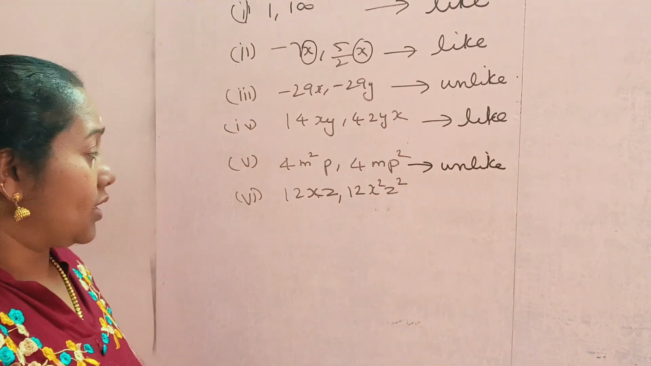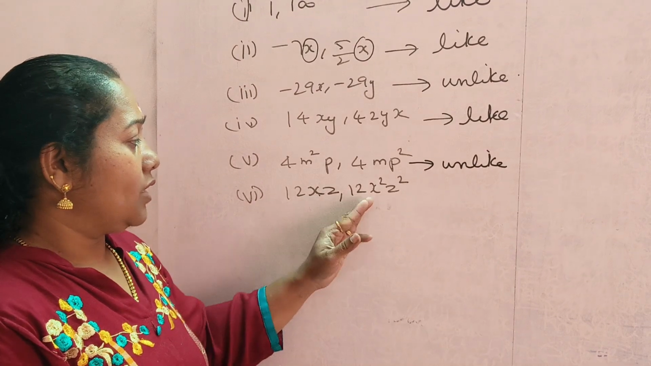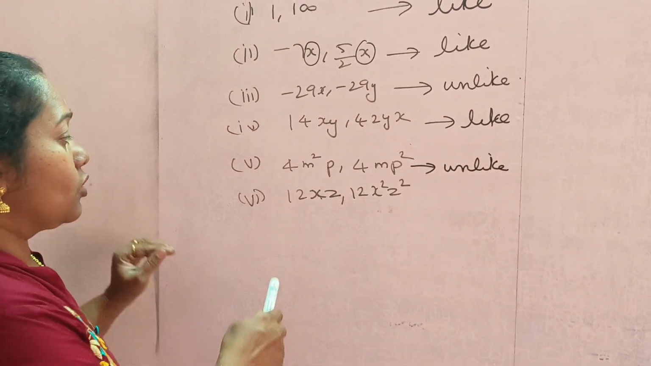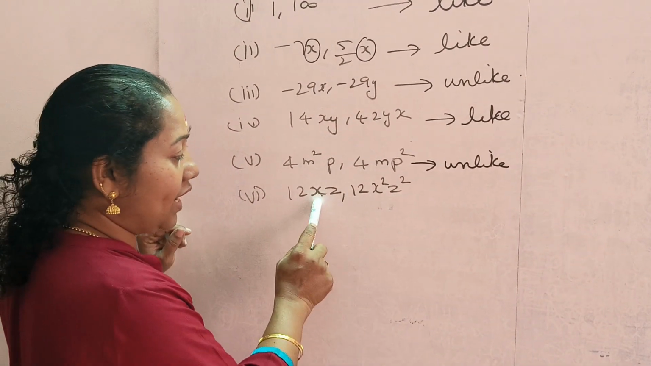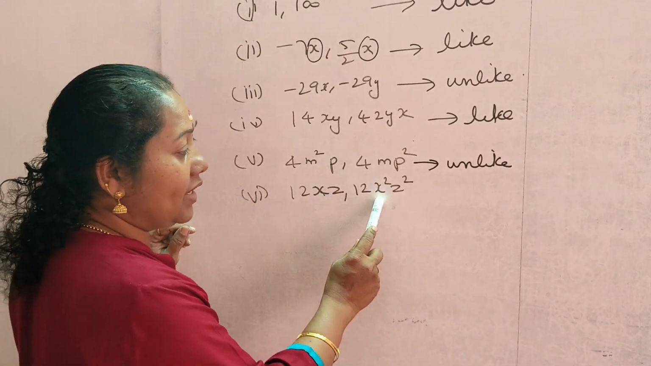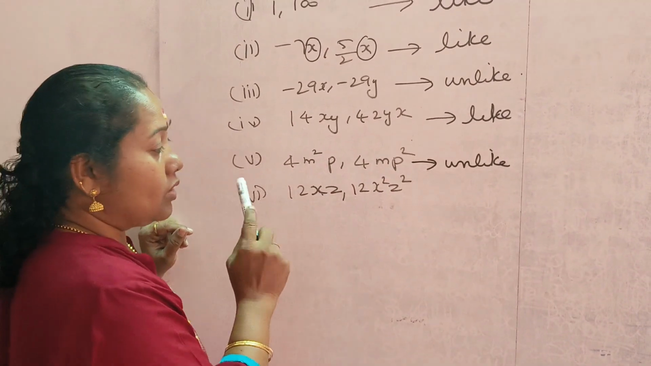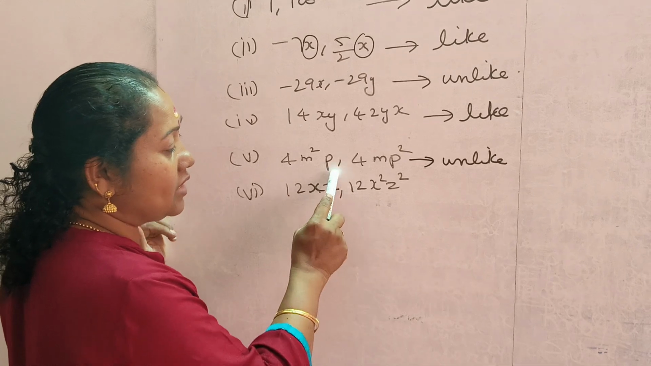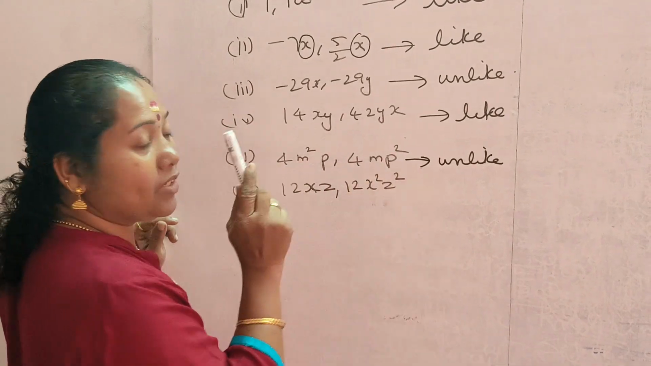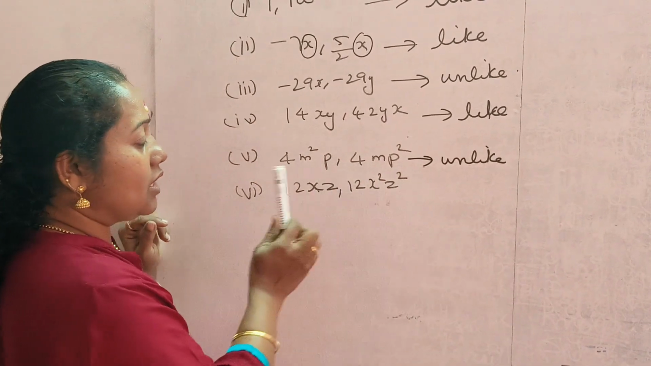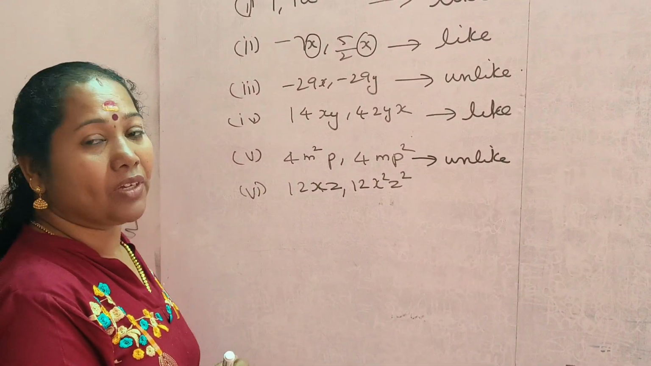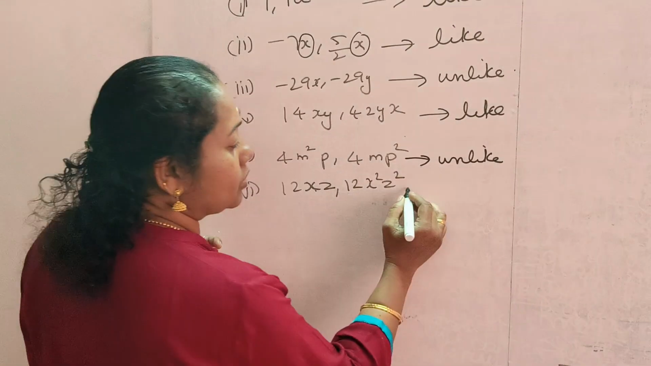And in next question, 12xz and 12x squared z squared. So in both these cases, here the x has the power as 1 and here x has the power as 2. They are different. And here z has the power as 1 and z has the power as 2. So in both these cases, the variables are same, but their power is different. So these are unlike terms.